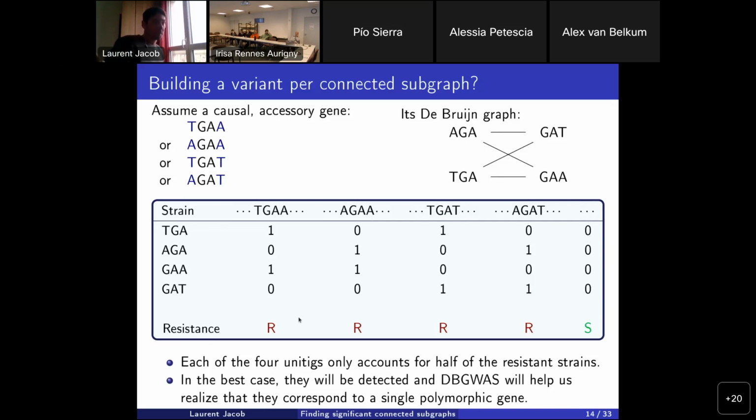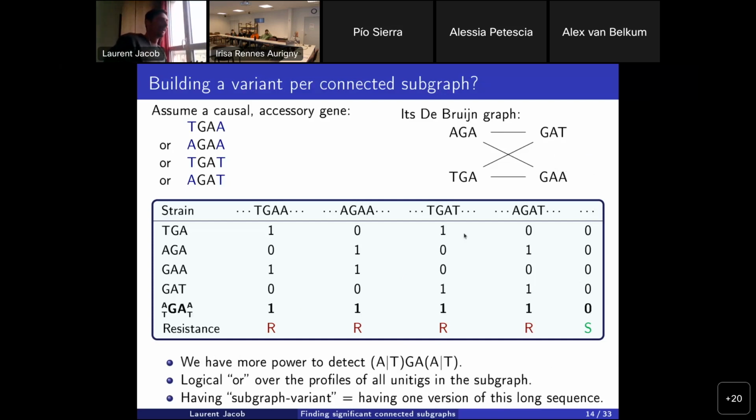So it may work because there will still be some association. And so in the best case, what will happen is that they will be detected, they will be found associated, and then if I look at the output of DBGWAS, it will use this graph and it will show, okay, I have these 4 unitigs that are connected and that are all significant. So maybe they correspond to a single polymorphic gene, right? This is what I showed before.